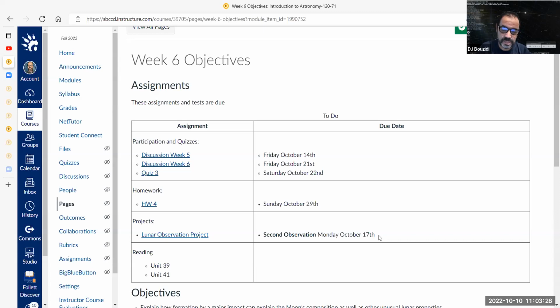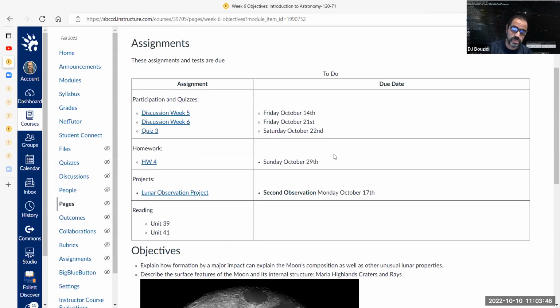just in case Monday has inclement weather, so that you can go and do your observations on Monday. Or if Monday you cannot do your observation, obviously Tuesday, October 18th is still the other option to do it. But that's the window for your second observation. So these are the things that are due this week.